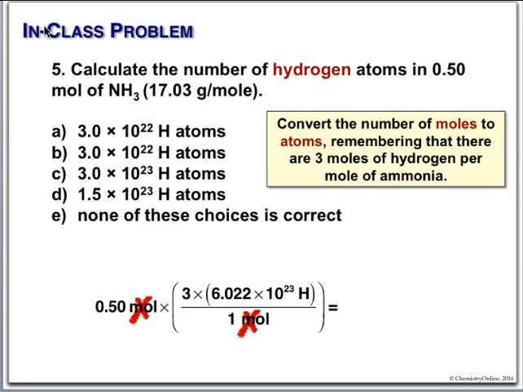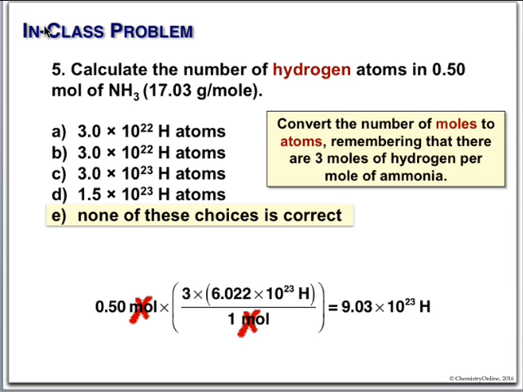So we have half a mole. We know that every mole is 6.02 times 10 to the 23rd. But because there are 3 hydrogens, we have to multiply this by 3. Our moles cancel. All we're left with is hydrogens. So it's going to be 6 times 3 times 0.5, or 9 times 10 to the 23rd.